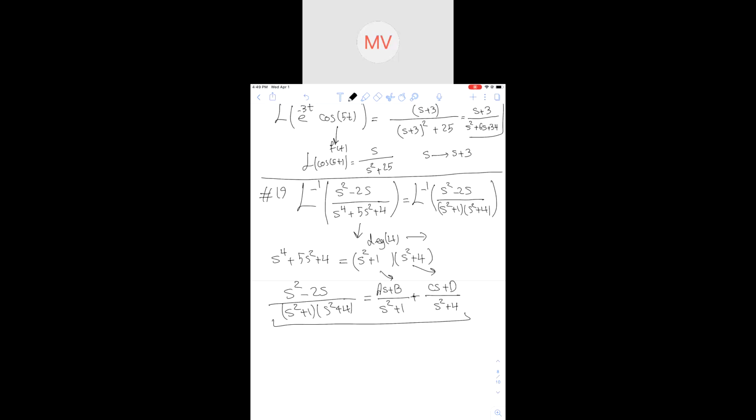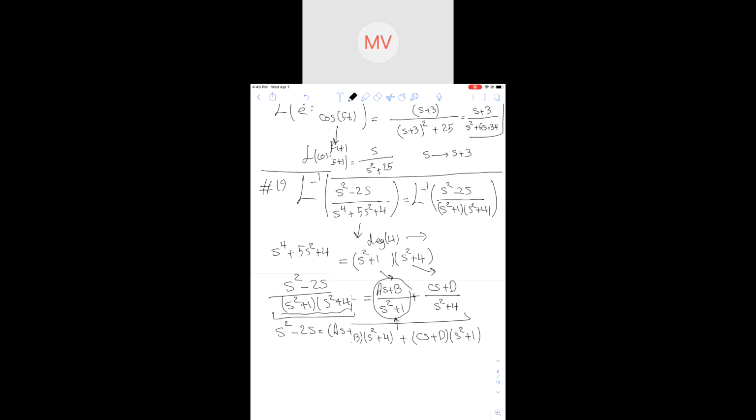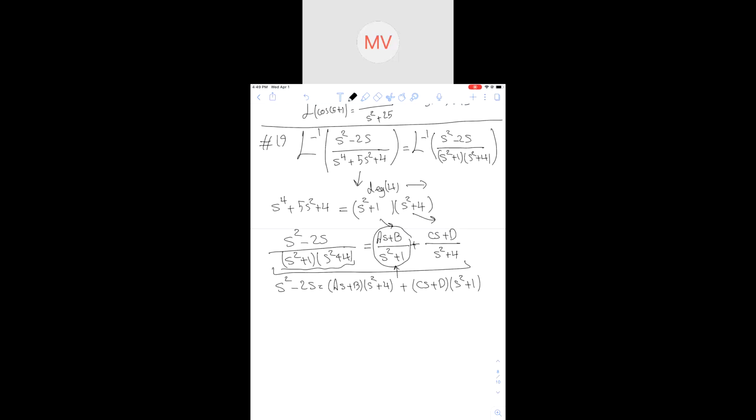If you multiply both sides by the common denominator, on the left side we're only left with s squared minus 2s. Basically, the entire denominator cancels out. If you multiply by this guy, the s squared plus 1 goes away, so you're left with as plus b times the other term, s squared plus 4, plus cs plus d, this time multiplied by s squared plus 1. Does anybody have a question on how we got from this line to this line?